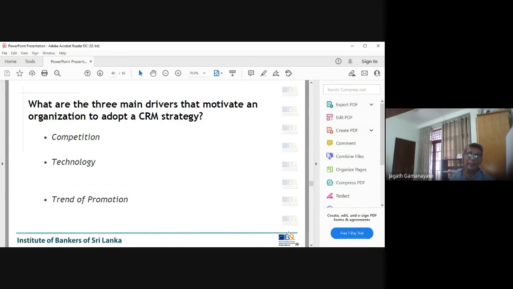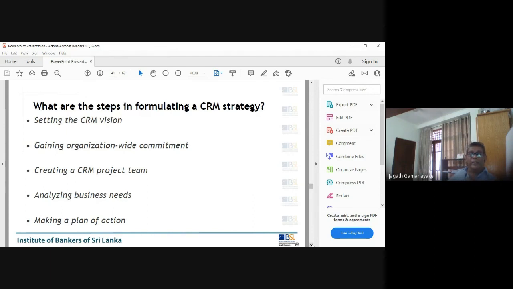As I said, CRM must also provide technology. Technology is the driver. Without technology, you cannot execute CRM. Another important thing is promotion: once you implement this CRM strategy, how employees are promoted for contributing to it. These are some of the drivers of an organizational CRM strategy.